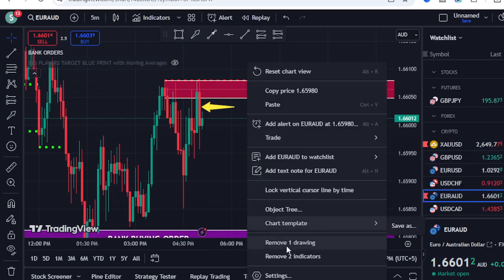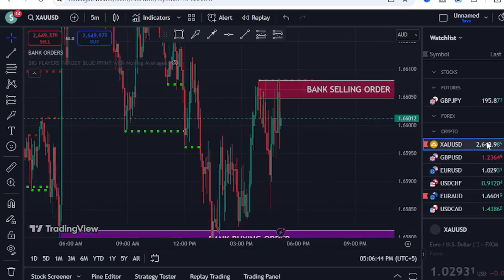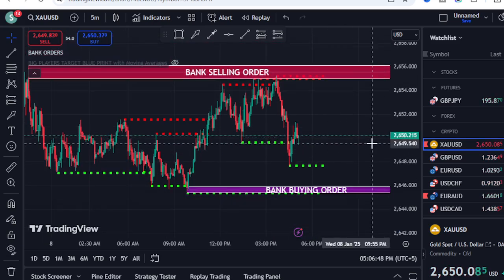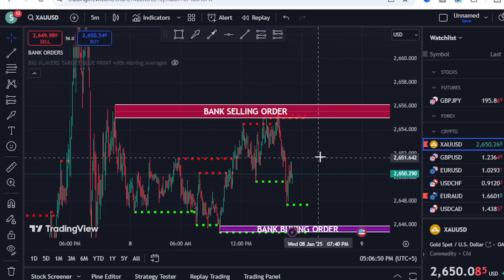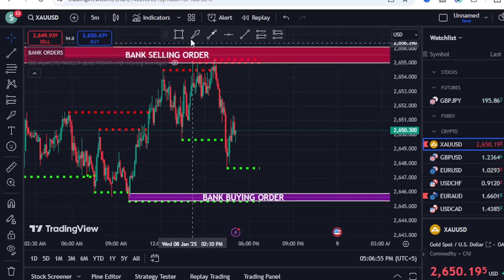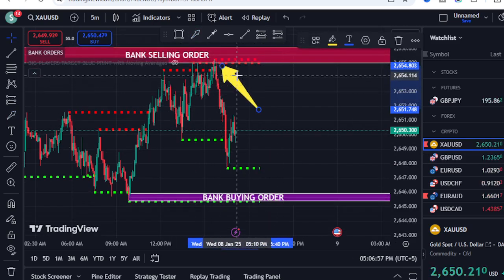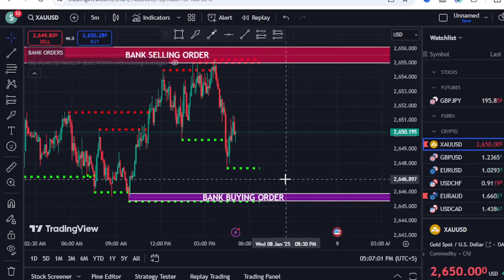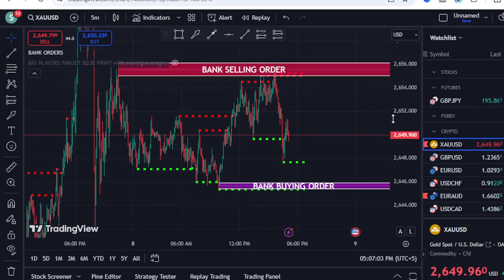But the story is not enough because we are going to highlight these things on a bigger picture, and I will tell you why these levels are very, very strong. Okay, so for example, right now, if you just look at here, this is the gold 5 minute, and you can see the price is rejected from the bank selling level, and right now it's at here. Okay, but let me tell you which bank levels are going to work much stronger.